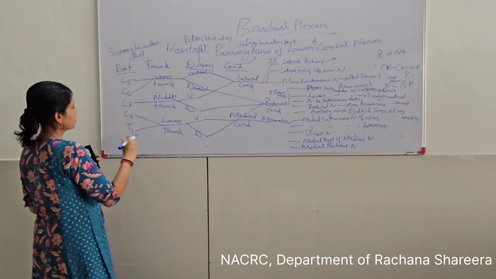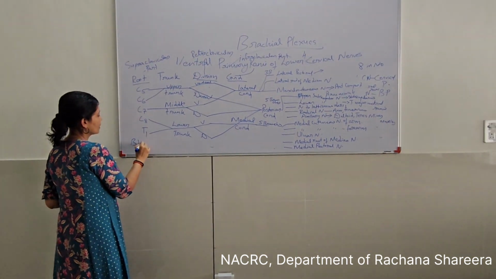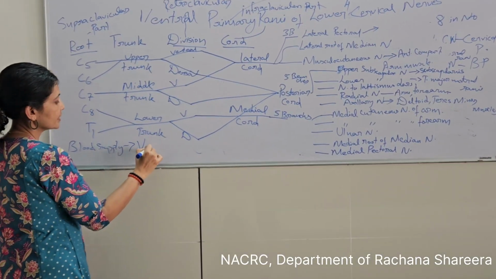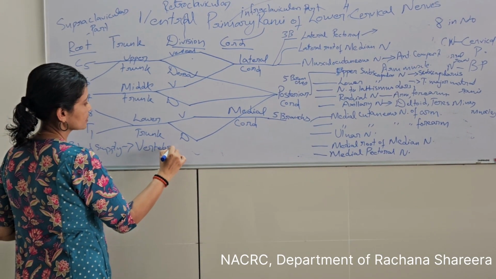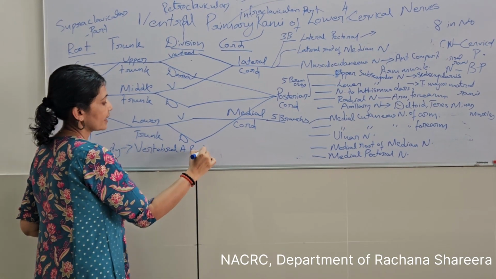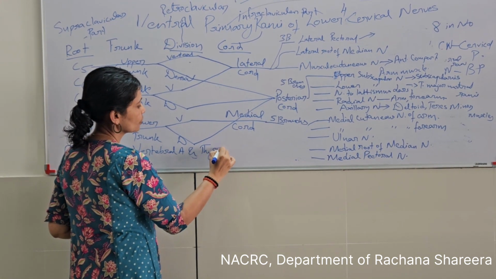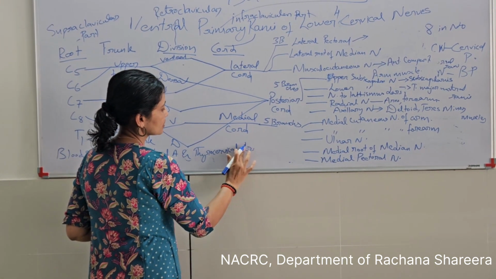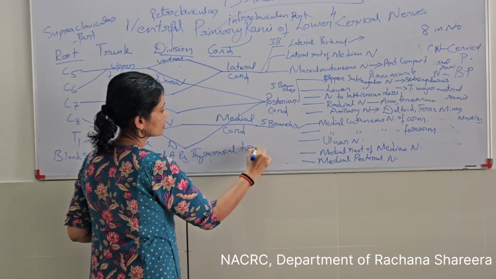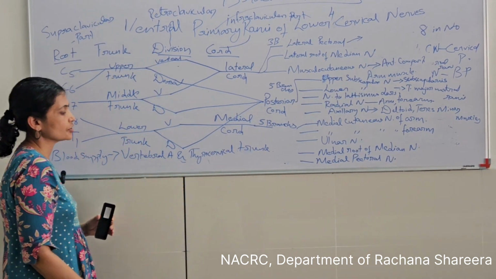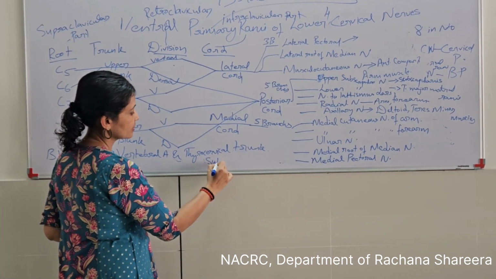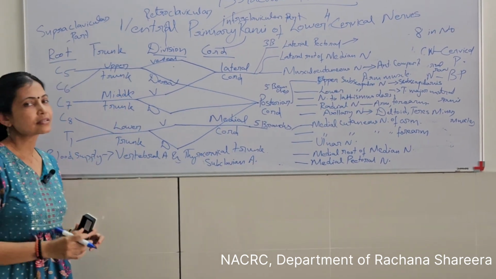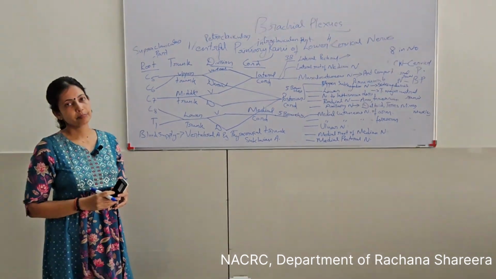Next, blood supply. So blood supply is done by the vertebral artery and thyrocervical trunk. These both are the branches of the subclavian artery. So this is regarding the brachial plexus.